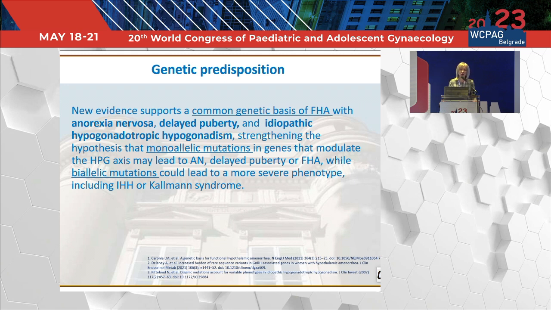Why do we have such a question? First of all, because the stress events and dieting are present in most of our adolescents. Why do some of them respond with amenorrhea and others not? So this new data suggests the hypothesis that monoallelic mutation in genes that modulate the hypothalamic-pituitary-gonadal axis may lead to anorexia nervosa, delayed puberty, or functional hypothalamic amenorrhea, while biallelic mutation could lead to more severe phenotypes such as idiopathic hypogonadotropic hypogonadism or even Kallmann syndrome.